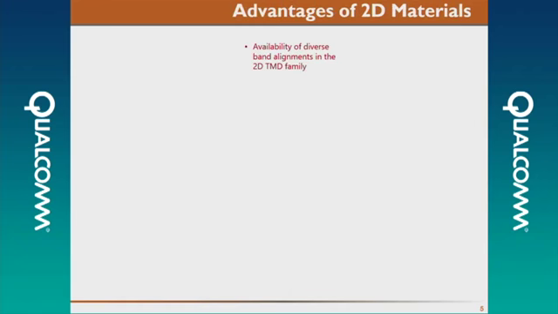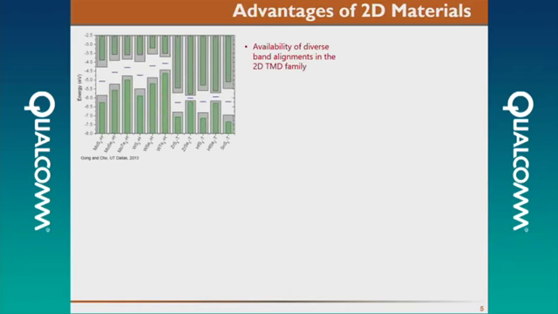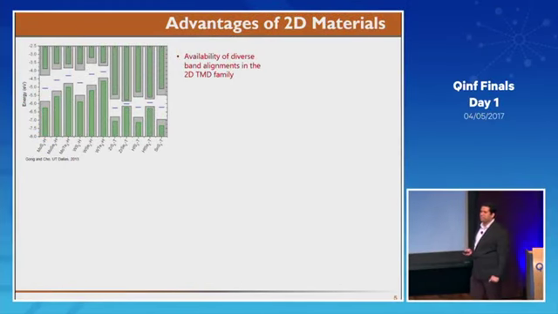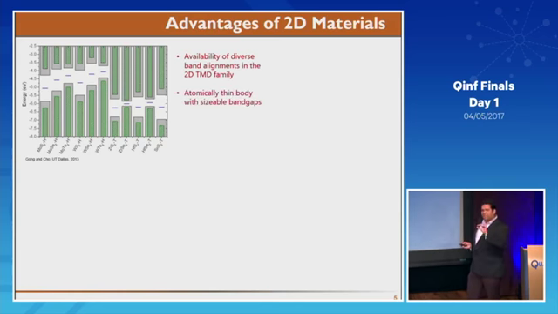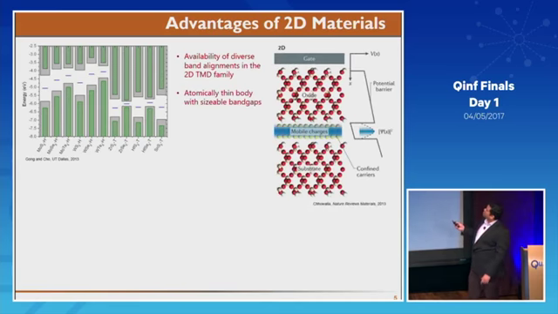So this brings us to discuss the advantages of the 2D materials over 3D. We are familiar with the 2D material graphene, which is metallic in nature. There are also a host of 2D materials which are semiconducting. And the most popular among them are the transition metal dichalcogenides, or what are known as TMDs. These are materials which have very diverse band alignments. They are characterized by an atomically thin body and have a very sizable band gap, which is advantageous from a scaling point of view compared to 3D.